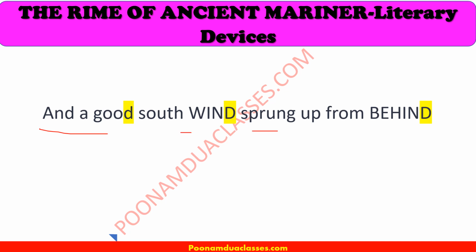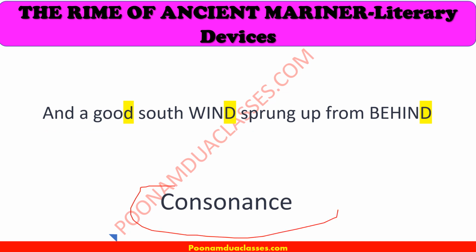Let us guess the next one. And a good south wind sprung from behind. You're right if you guessed consonance. Consonance is a stylistic literary device identified by the repetition of identical or similar consonants in neighboring words whose vowel sounds are different. Vowel sounds यहाँ पर different हैं. Consonance may be regarded as the counterpart to the vowel sound repetition known as assonance. Assonance में जहाँ पर हम vowel sound का repetition देखते हैं, यहाँ पर हम consonant sounds का repetition देखते हैं, specifically at the end of the different words. Good, the, wind, the, behind, again, the.